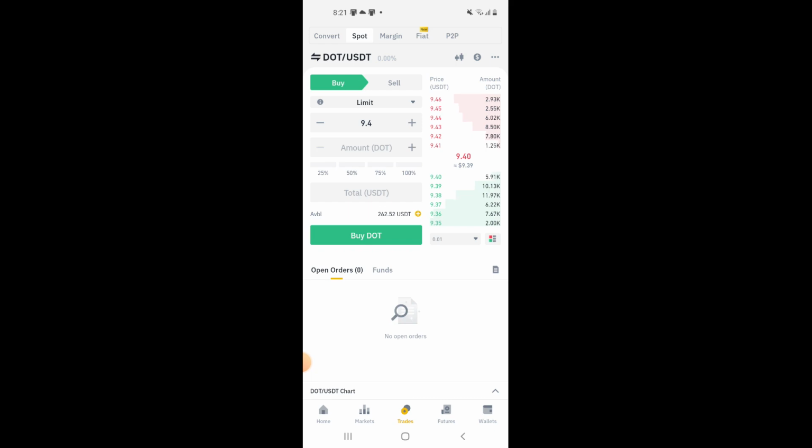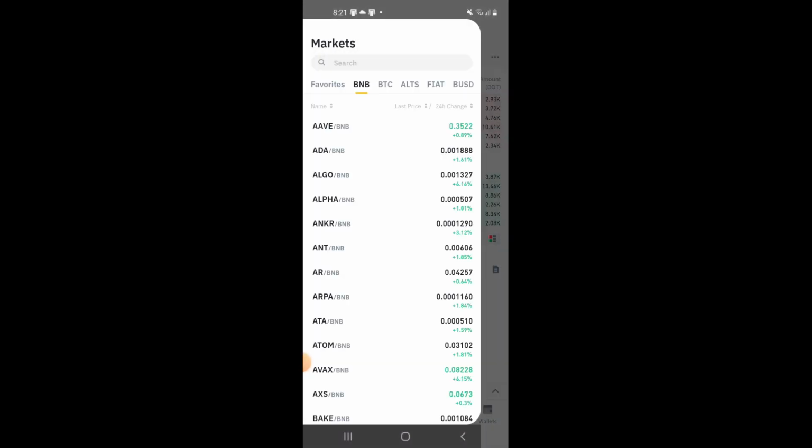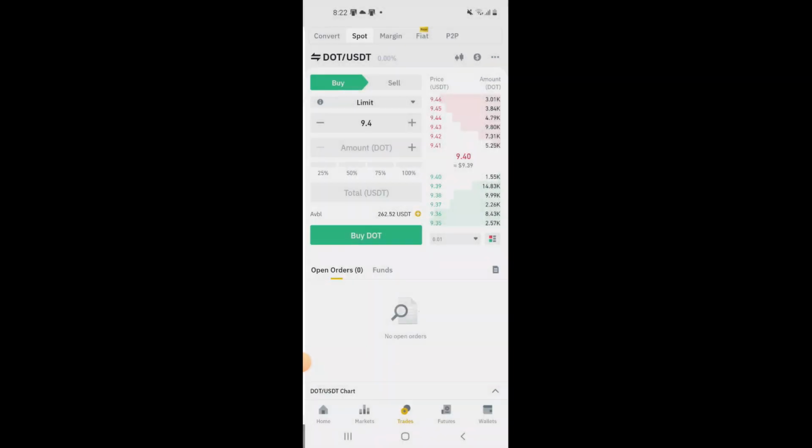So how you can choose your coins, you click on this dot and USDT, and here it shows how you choose which one of them. So in today's video we're gonna go with DOT and USDT, the same coin as I chose earlier.